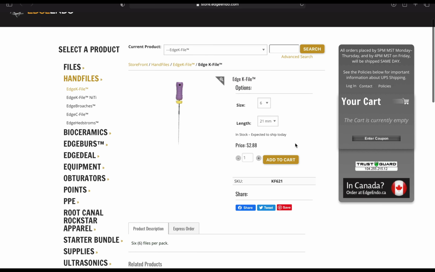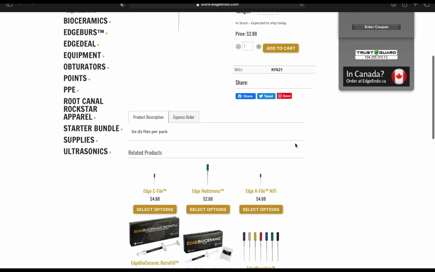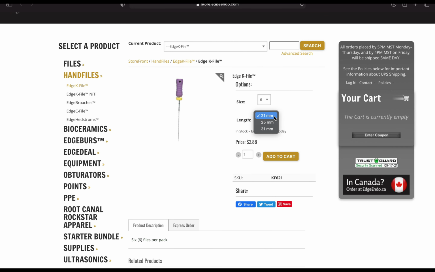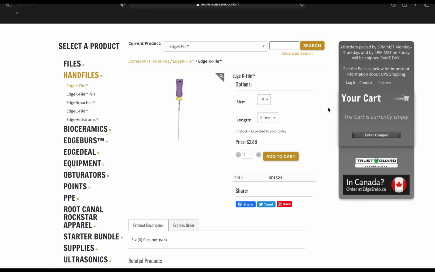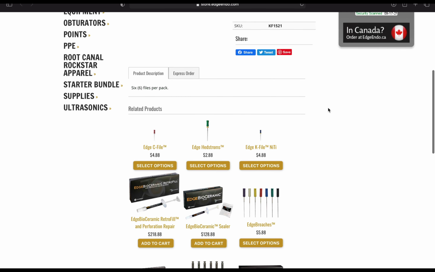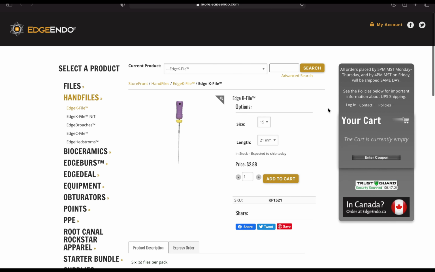But they sell K files, they sell C files that you can see there as well, and they sell them in all different lengths, just like you get in the Lexicon files, 21 millimeters, 25 millimeters, and 31 millimeters. And they sell all various sizes that you will need as a general dentist performing endo treatments. They are, like I mentioned, a lot more cost effective. You get way more bang for your buck, and they are also very high quality, so something to seriously consider.